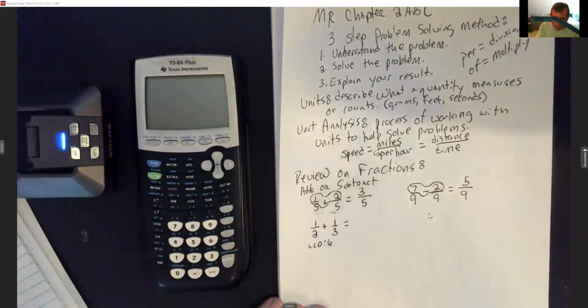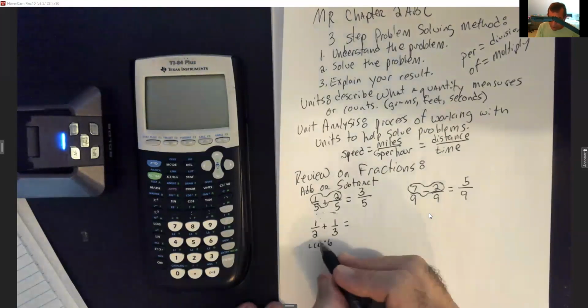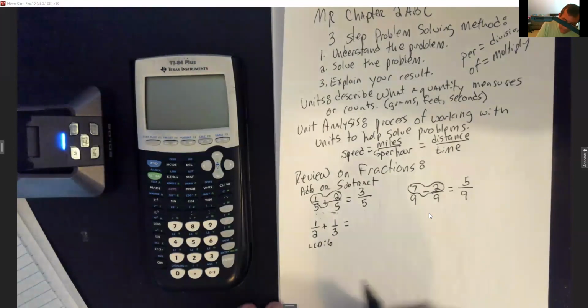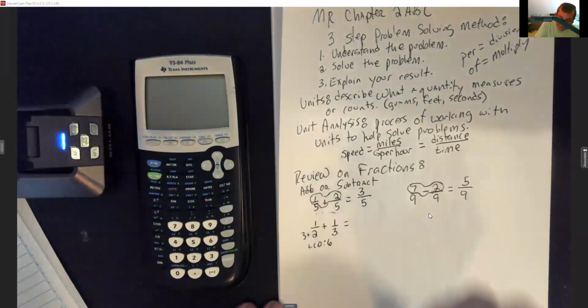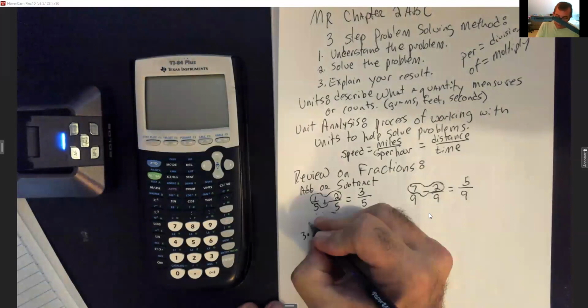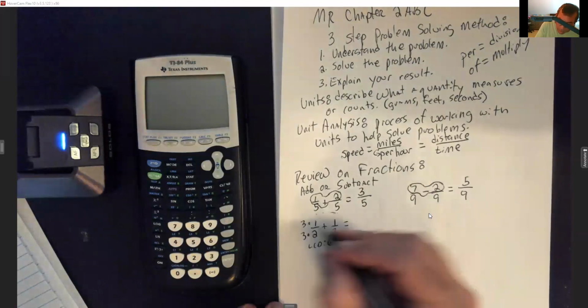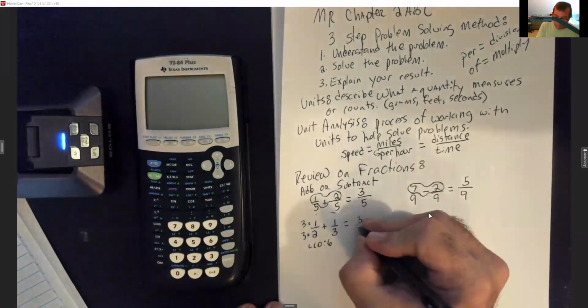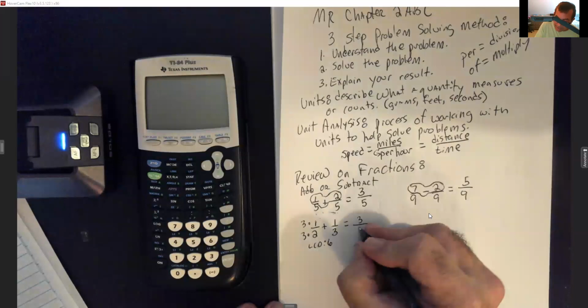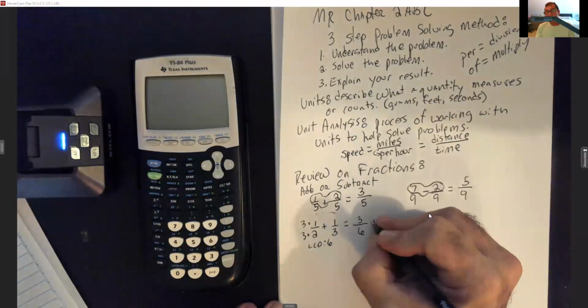Okay, so my LCD is a 6. So what you do, since this one has a 2 on the bottom, you need to multiply the 2 by 3 to make a 6. So since you multiplied the bottom by 3, you got to multiply top by 3. Whatever you do to the bottom, you do to the top. So 3 times 1 on top is a 3 over 3 times 2 is 6 on the bottom.